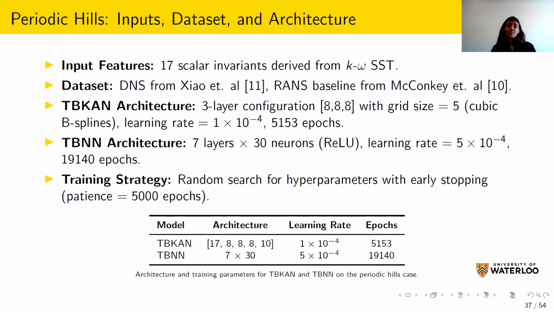The TB-CAN architecture is another 3-layer configuration with 8, 8, 8 neurons per layer, and the grid size that we use for the cubic B-spline is 5. The learning rate is also given in our table, which is 1 times 10 to the power negative 4. Comparing it to the modified TBNN architecture, we use 7 layers and 30 neurons per layer. For the training strategy for this one, unfortunately, we did not do Bayesian optimization for the TB-CAN hyperparameter tuning, but we did random search only.